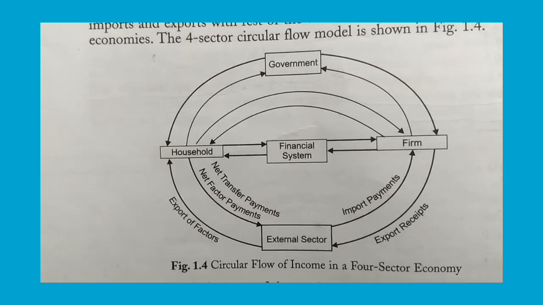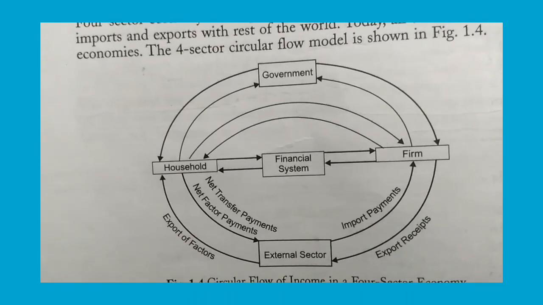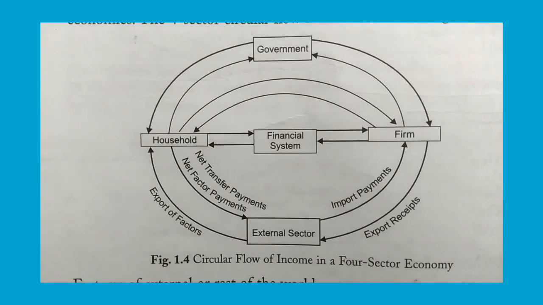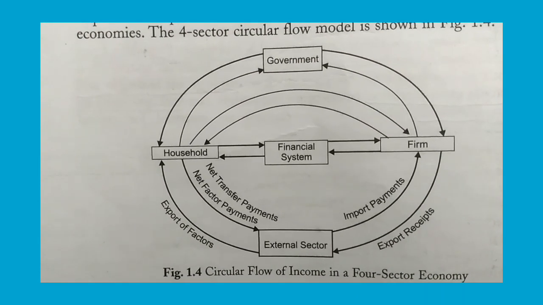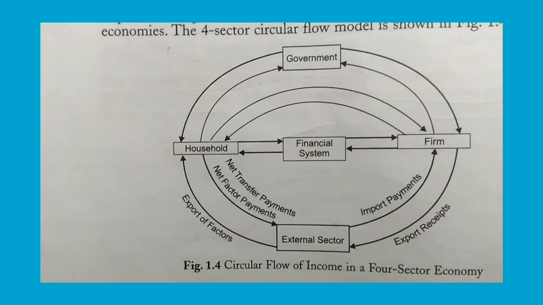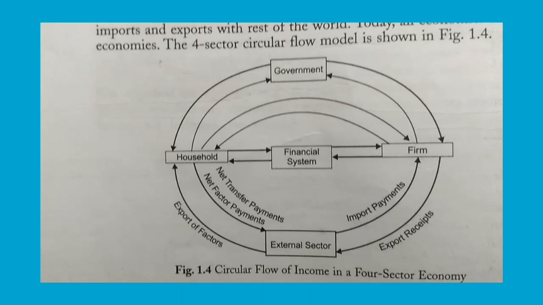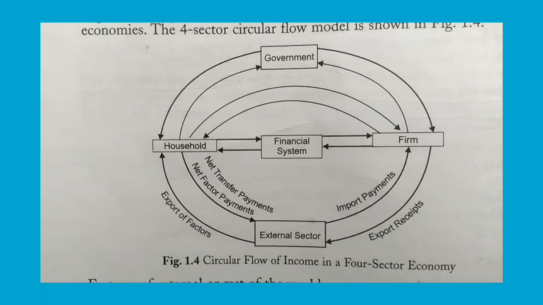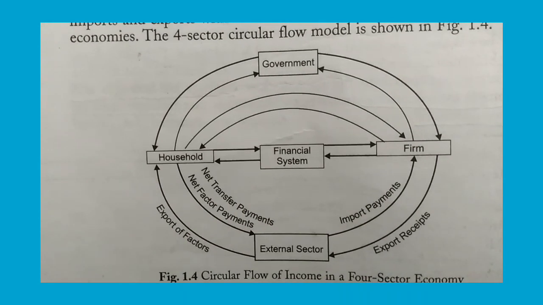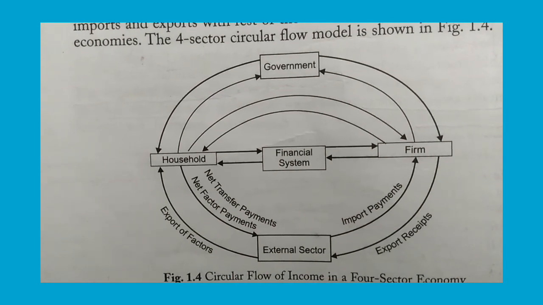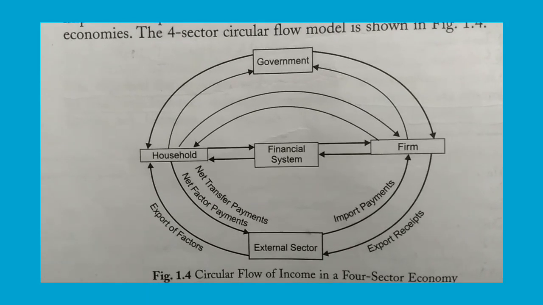The foreign sector makes payments to the firms for its exports to the rest of the world. The foreign sector gets payments for imports made to the firm sector. The household sector exports factor services to the rest of the world sector. The external sector makes net transfer payments and net factor payments to household sectors. Whereas factor payments, rent, interest, profit, wages, are related to the factor services, transfer payments are not.